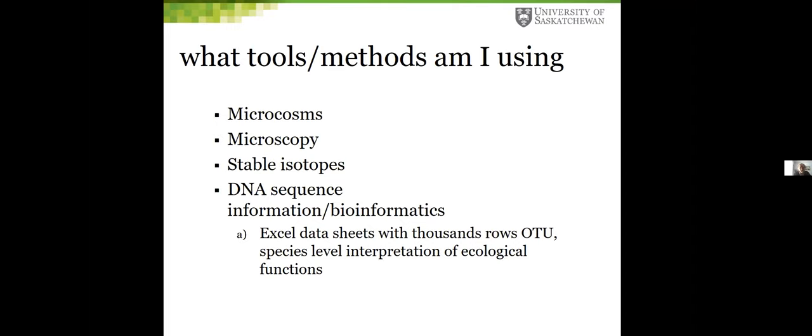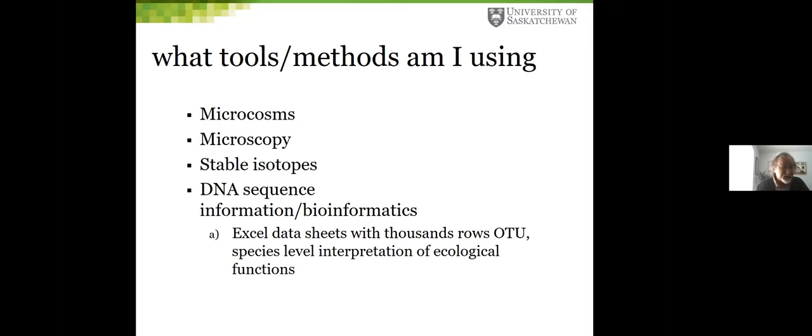And so I do a lot of the sampling, and the part where people get stuck usually is with the interpretation of the OTUs and what they actually mean at the species level. Where things get exciting for me is I get these Excel sheets with thousands of rows of OTUs and some stats attached to them. And I go through them and interpret the functional role of these species. And then from there, we assemble the food webs and the communities.